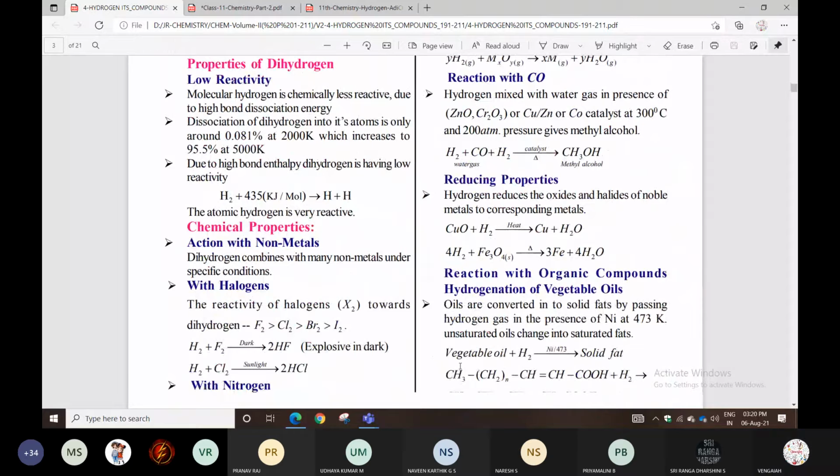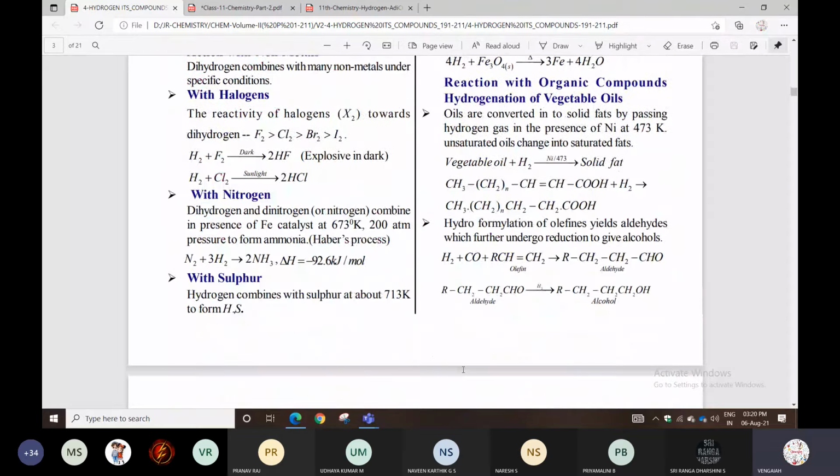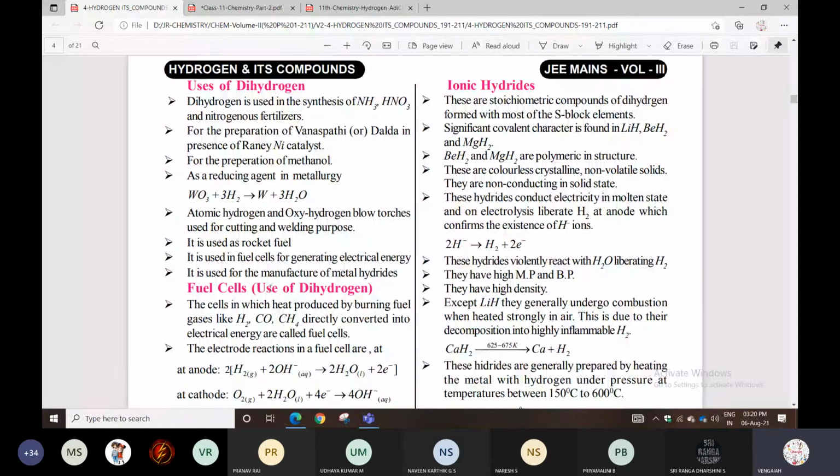Now check it here. Uses of dihydrogen. Dihydrogen is used in the synthesis of ammonia, nitric acid, and nitrogen fertilizers also. For the hydrogenation of vegetable oils to make vanaspati, nothing but dalda, with nickel catalyst. For the preparation of methanol also they are using dihydrogen, and as a reducing agent in metallurgy, and atomic hydrogen and oxyhydrogen torches. Yes, you can check it.